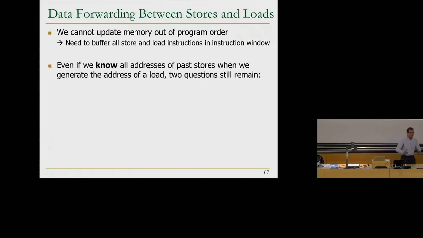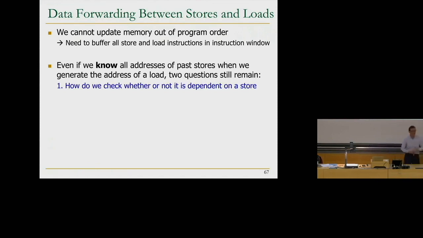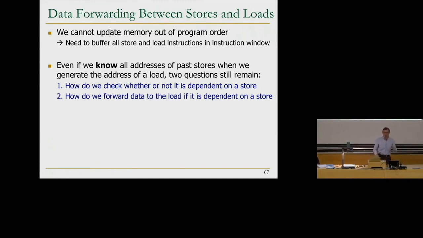Now I'm going to sidestep the problem. I'm going to say, even if we know all of the addresses of past stores, this is still complex. When we generate the address of a load, two questions still remain. One is, how do we check whether or not it's dependent on a store? There needs to be some way, assuming that you would like to schedule this load, that you don't take the conservative approach. And how do we forward the data to the load if it's dependent on a store?